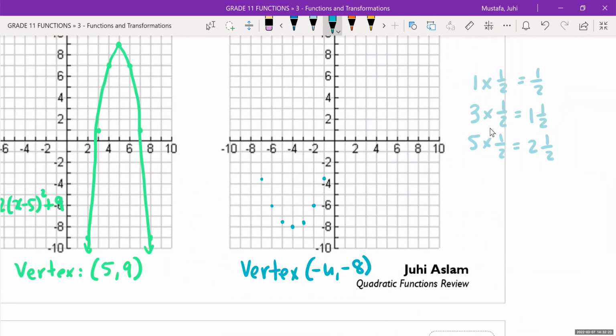Okay, and then you're just going to graph everything and label this.